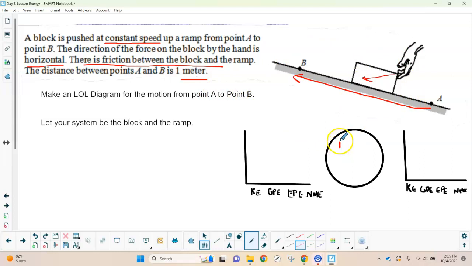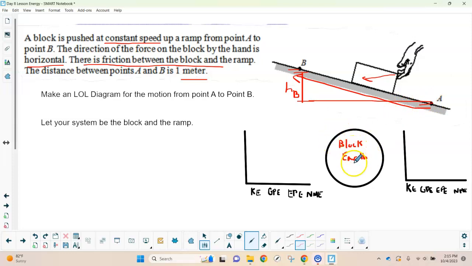So I think the block is a good thing because that's the thing that's moving. So we want to write the block in our system. I'm going to say that the Earth is probably important because if you look at it, it's going up the ramp. So I would say that there's probably gravitational potential energy involved from point A to point B. There's some height difference, so that's the height of B above A, if we think about it that way. So I would say the Earth.